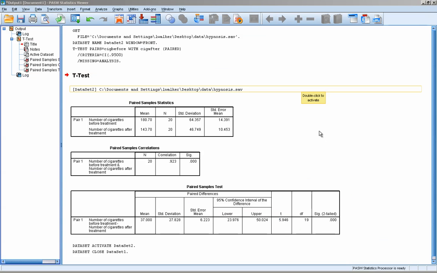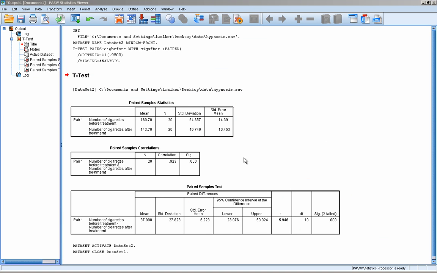So here is our output for our paired t-test. First box is giving us some sample stats, so we can see that the average number of cigarettes before the treatment was 180 and the average number of cigarettes after was 143. Remember that even though it says there's 20 before and 20 after, those 20 are the same person before and after, so our total sample size is just the 20 people.